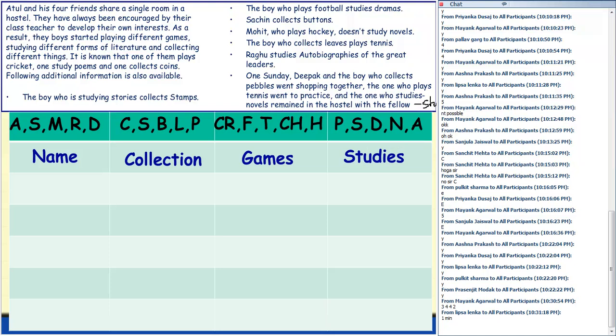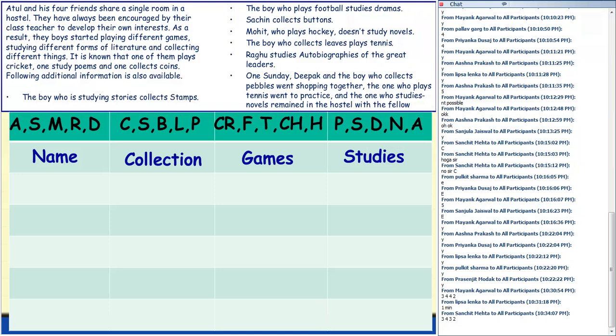Now the last statement plays an important role. So I read the last statement. You will understand why I'm starting from the last statement. It says one Sunday Deepak, first person, and the boy who collects pebbles, that is the second person, went shopping together. The one who plays tennis, that is the third person, and the one who studies novels, that is the fourth person, remain in the hostel with the fellow who played chess.